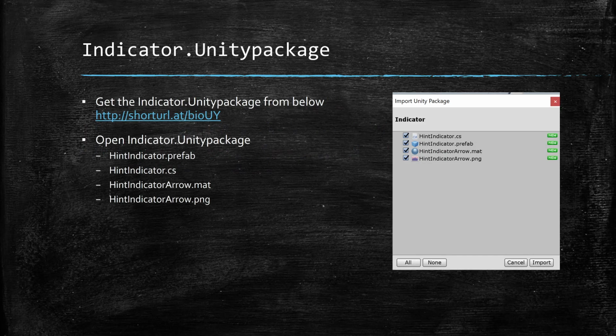The package itself has everything done for you in this Unity package. You can get it at this URL, and inside this package there are 4 items: the prefab, the C# script, the materials, and lastly the image for the arrow. Feel free to change them if you want.